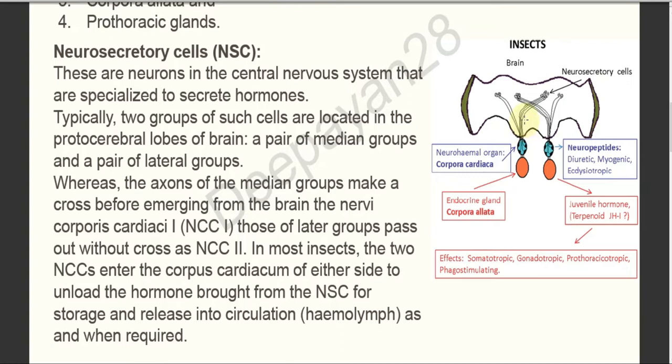But in the case of lateral neurosecretory cells, they are not making any cross when coming out of the brain, or out of the central nervous system. Understanding what I am telling? So this crossing one is known as what? NCC1, Nervi corporis cardiaci 1. And the lateral group is known as NCC2, which does not make any cross. Simply they are coming outside. Understood up to this?